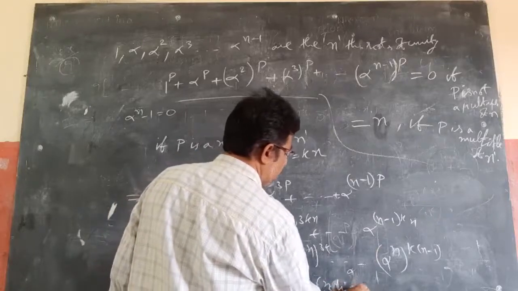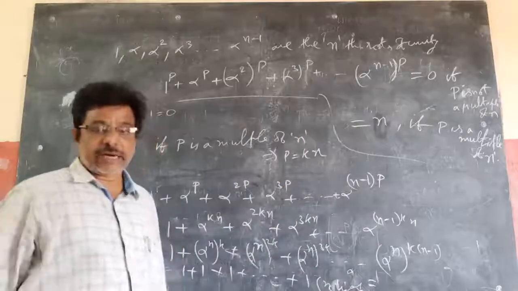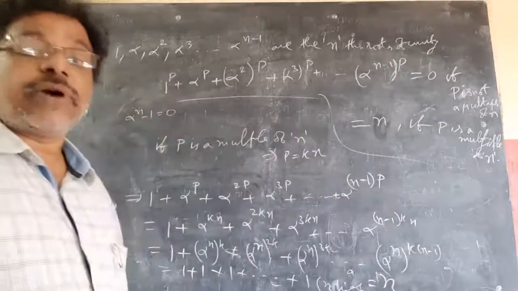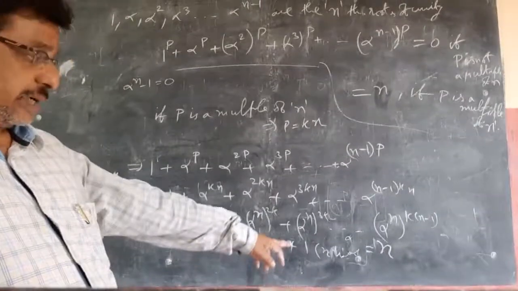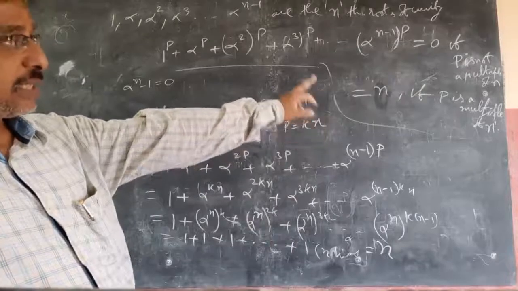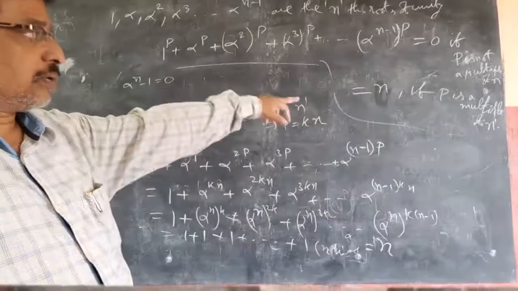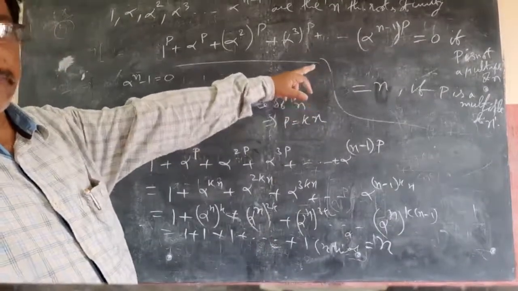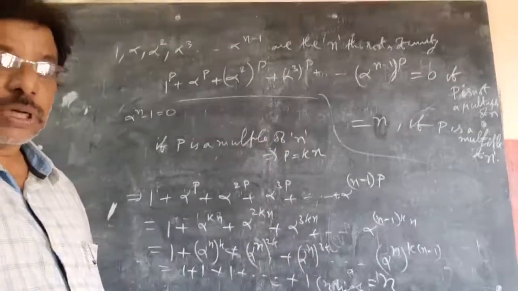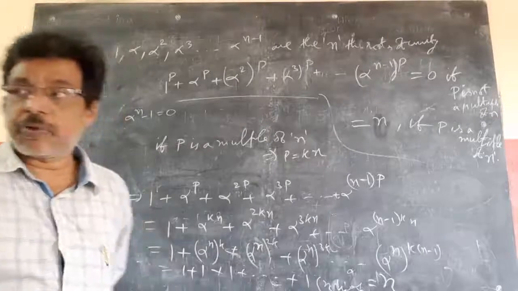So what do I get? N times if I am adding 1, I will get n only. Therefore, if p is a multiple of n, then I am getting the total value equal to n. If p is not a multiple of n, previously we got 0. So both the results we proved. Hence proved.